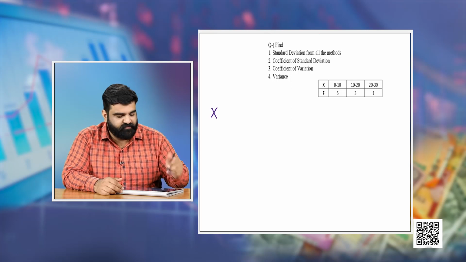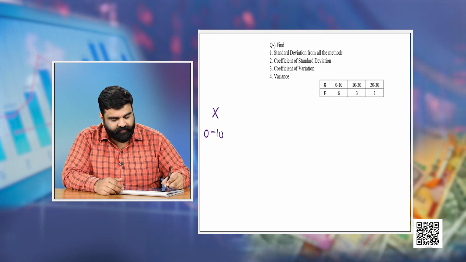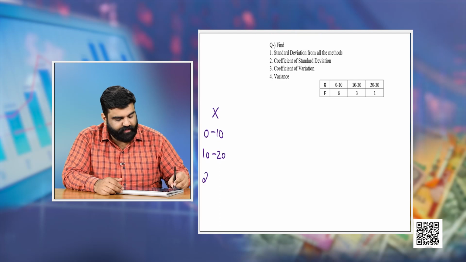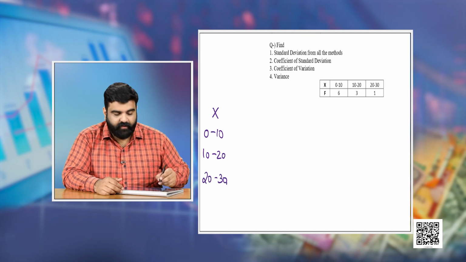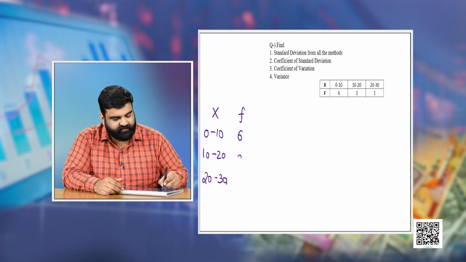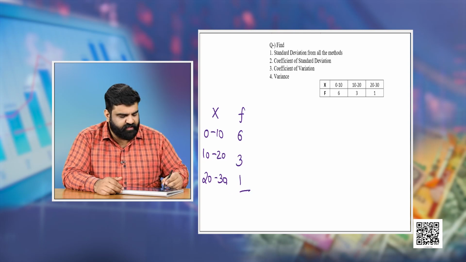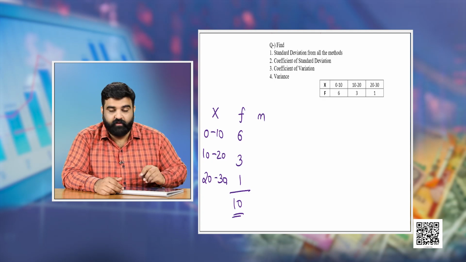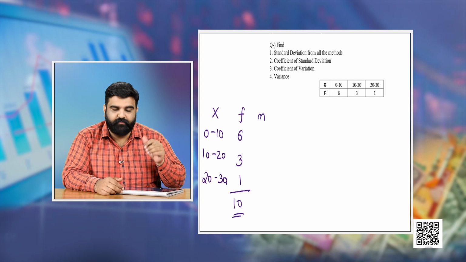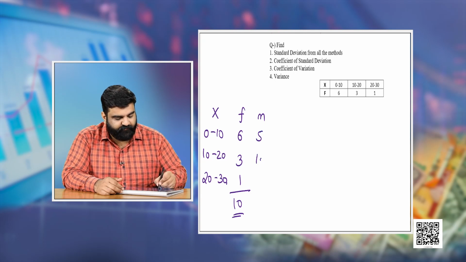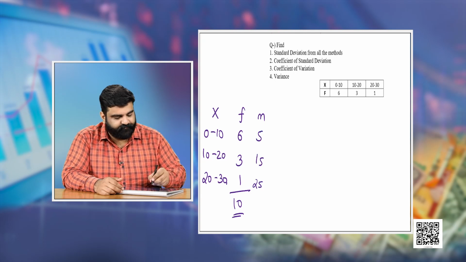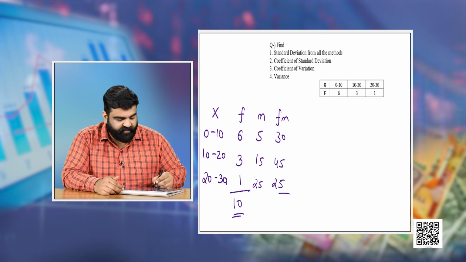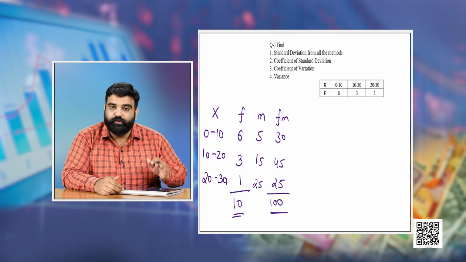So, let me write the series first. I have 0 to 10, 10 to 20 and then 20 to 30. I also have the frequencies as 6, 3 and 1. The total of this frequency will be 10. Let us first find out the mean. For that we will require m, that is the mid value. So, we have 5, 15 and finally 25. Let us calculate Fm, which will be 30, 45 and 25. This gives me the total as 100.